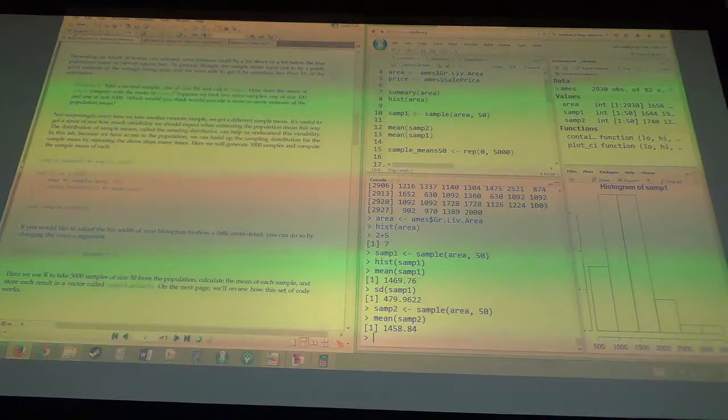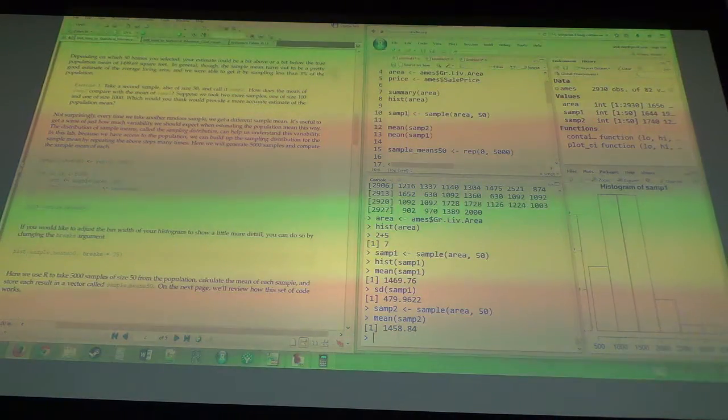Are you guys able to view what I'm doing on the screen here? Is it legible? Okay, I hope so.